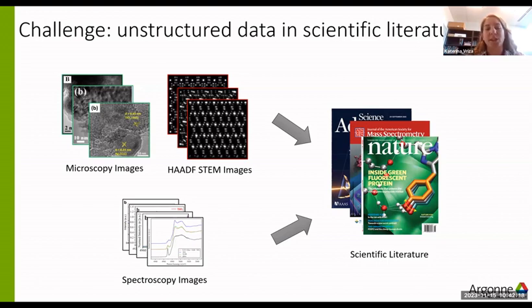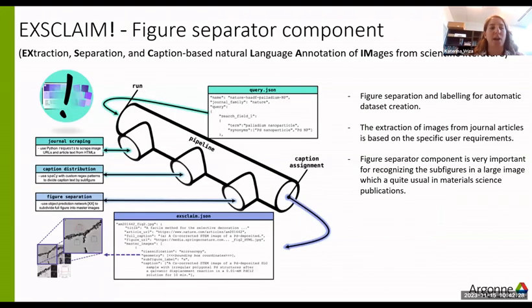For instance, especially if you work in fields like microscopy, images are the most important part of the papers, and we want to be able to get them and analyze them. So this is what the EXSCLAIM workflow looks like. EXSCLAIM means extraction, separation, and caption-based language annotation of images from scientific literature.